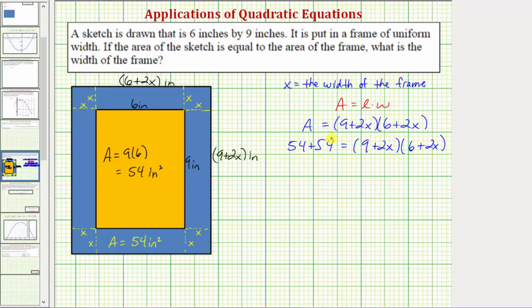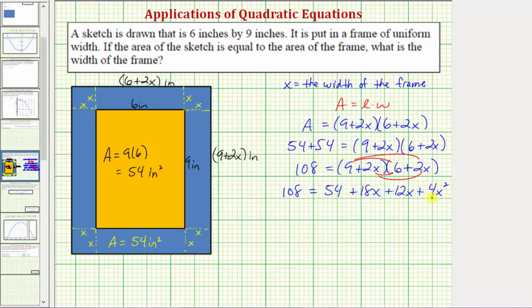So 54 plus 54 equals 108. So 108 square inches is the total area of the sketch and the frame, and this must equal the quantity 9 plus 2x times the quantity 6 plus 2x. For the next step, let's clear the parentheses from the right side. When multiplying two binomials, we always have four products: 1, 2, 3, 4. So we have 108 equals, distributing 9, we have 54 plus 18x. Distributing 2x, we have plus 12x plus 4x squared.